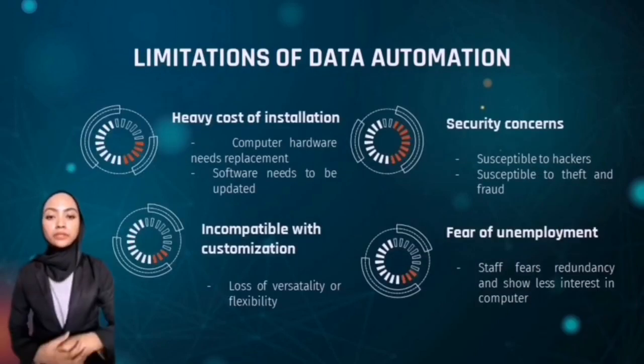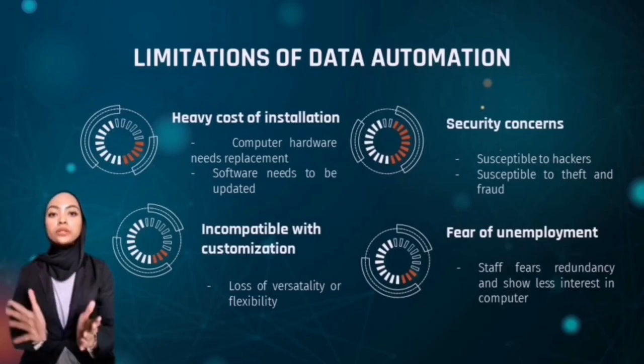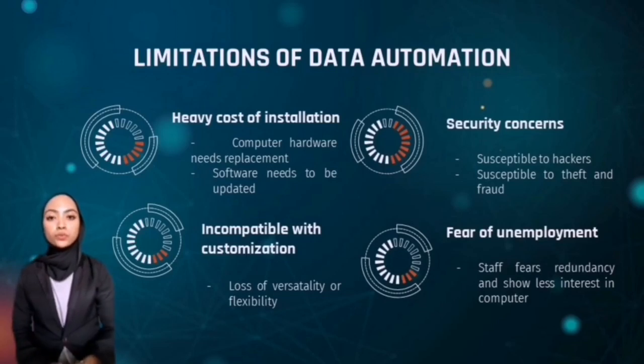Now continue to the limitations of data automation. We have 4 limitations. The first one, heavy cost of installation. The computer hardware needs replacement in order to be used in the long run. Also, the software needs to be updated from time to time, and storage updated in order to back up a huge amount of data. So the second one, security concern, susceptible to hackers and thieves. This is because with more software being housed in the cloud, there are more opportunities for hackers to get your financial business data and commit fraud.